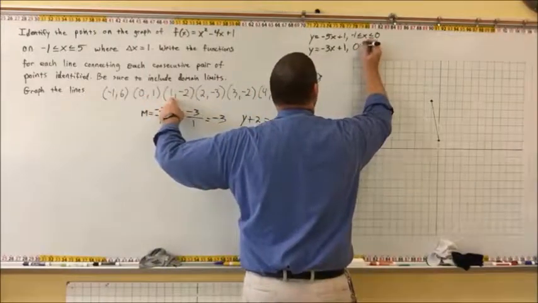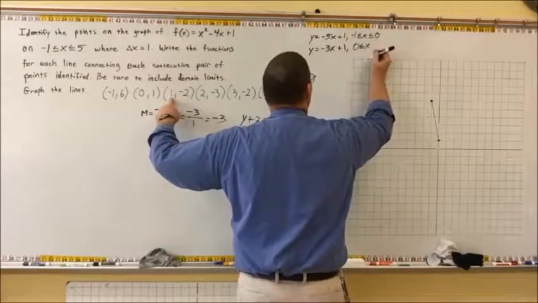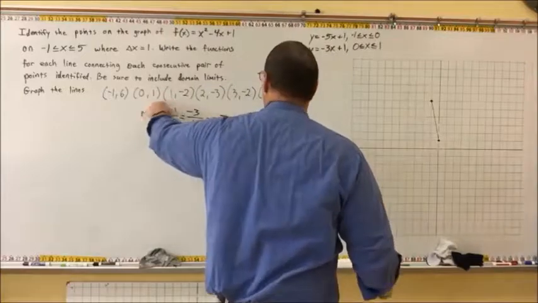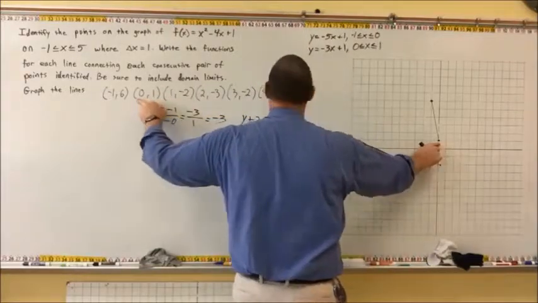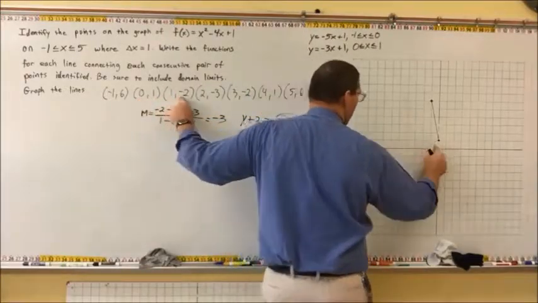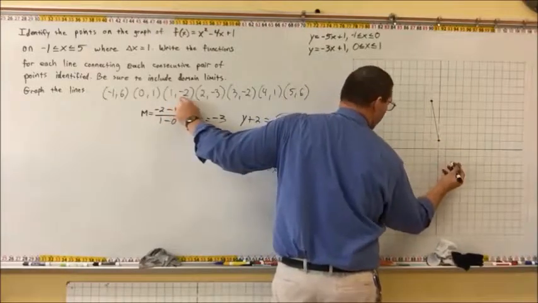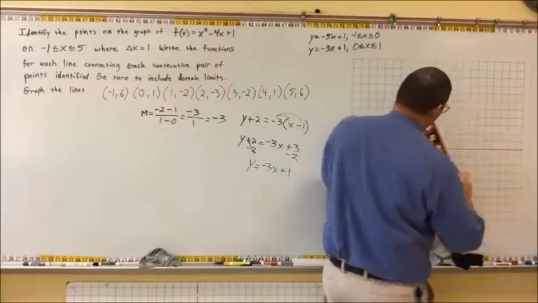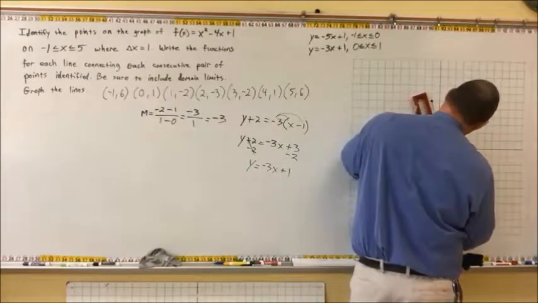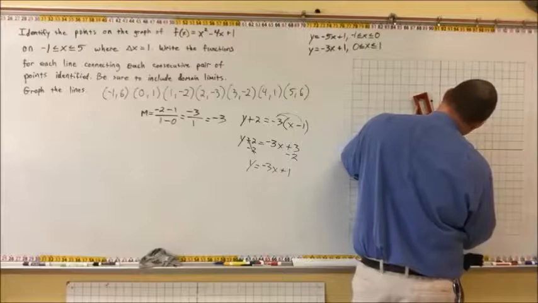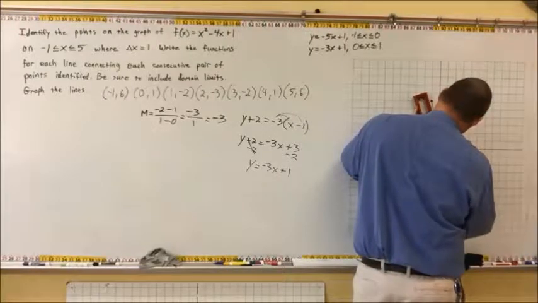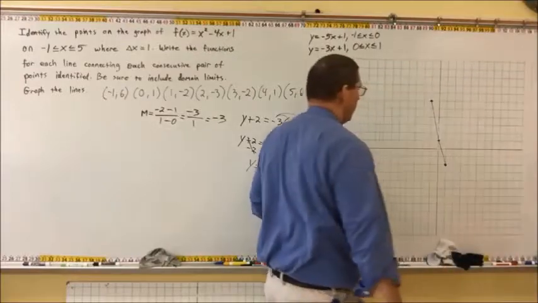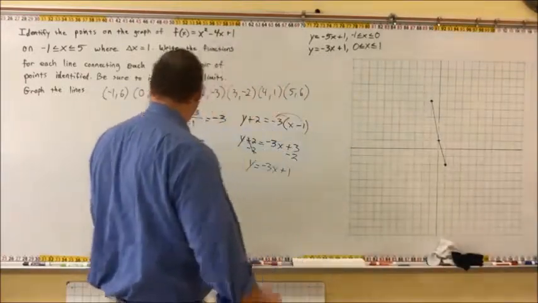So we're going to say x is greater than or equal to 0, but less than or equal to 1. And the points are 0, 1, right here, and 1, -2, right here. So now I'm going to line that up and draw a straight line between these 2 points. There we go. All right. Now let's do the third one.